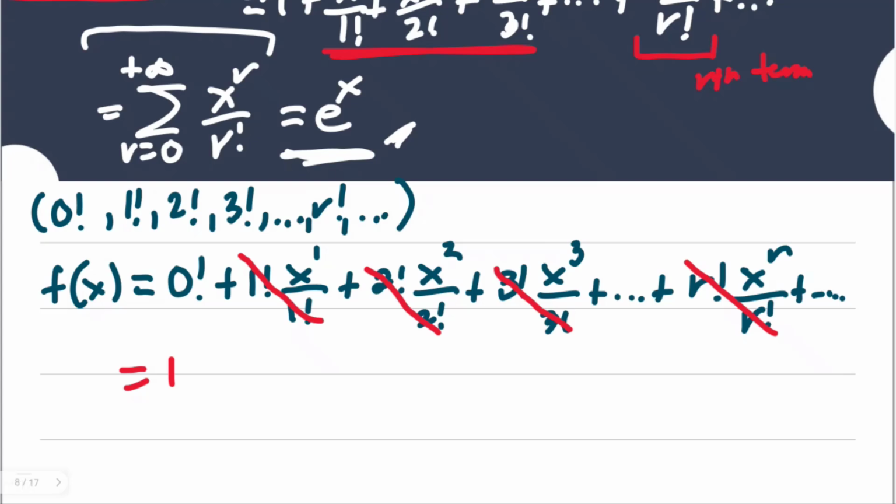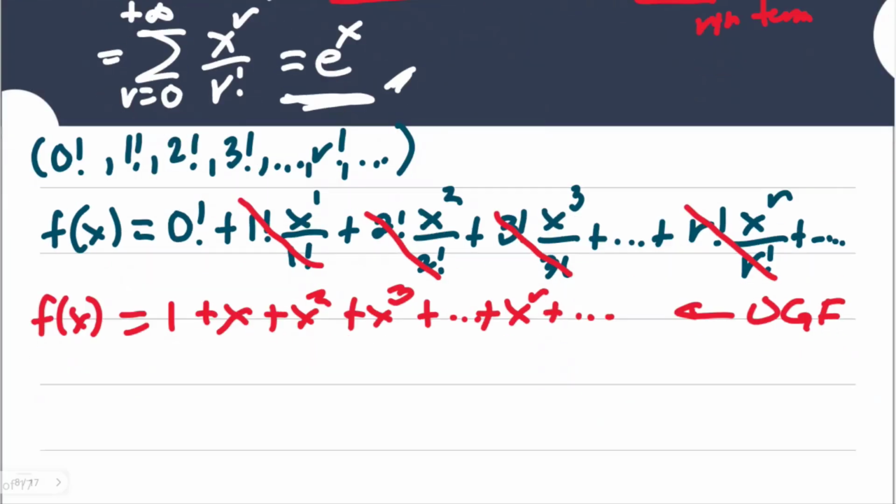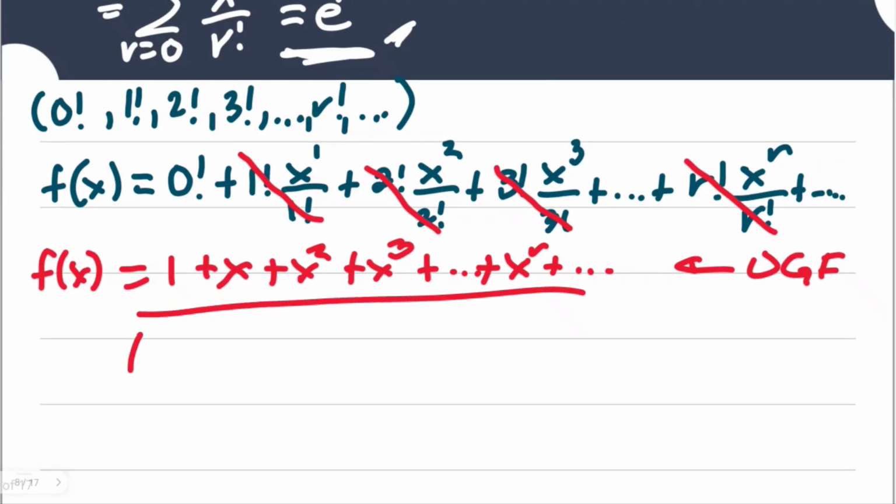So we will have a simpler form equal to simply 1 plus x plus x squared plus x cubed, plus so on, plus x to the power of r, plus so on and so forth. This would be our function. Now what would this be equivalent to? Take note, we have this in ordinary generating functions. This specific pattern can be written into a rational expression expressed as 1 over 1 minus x.